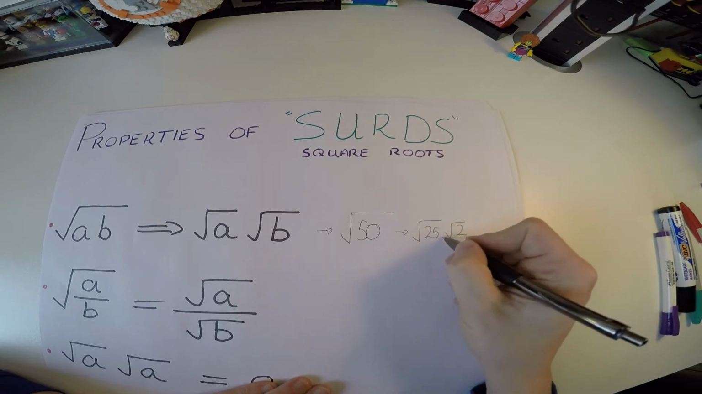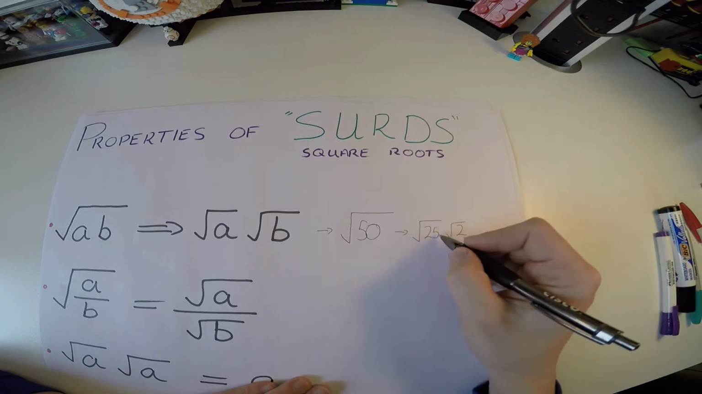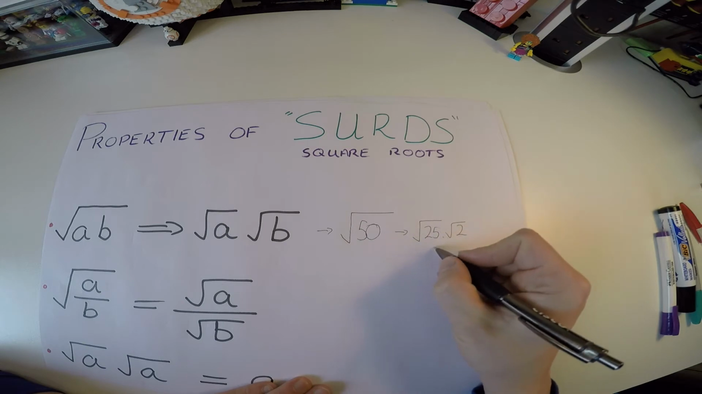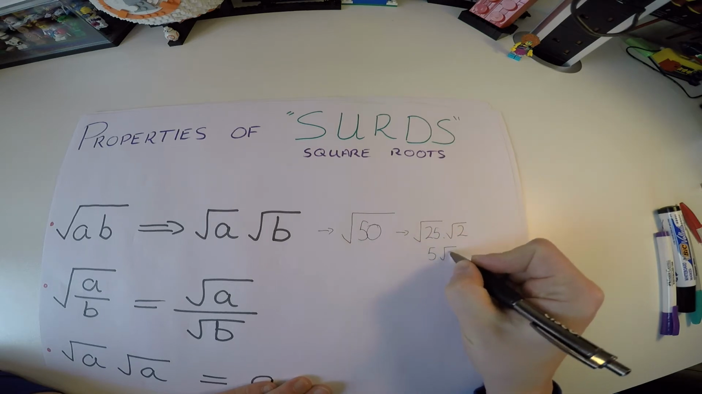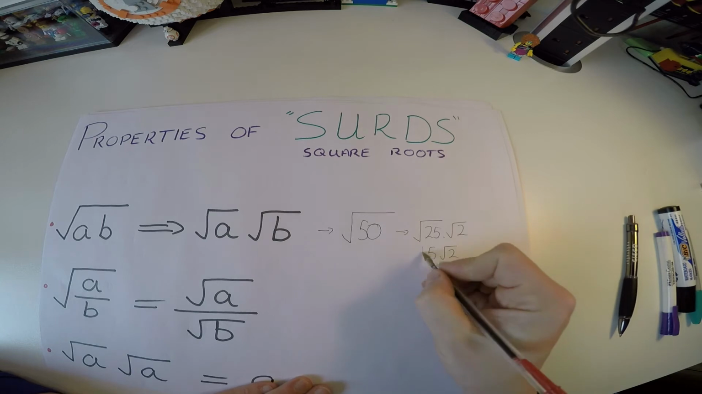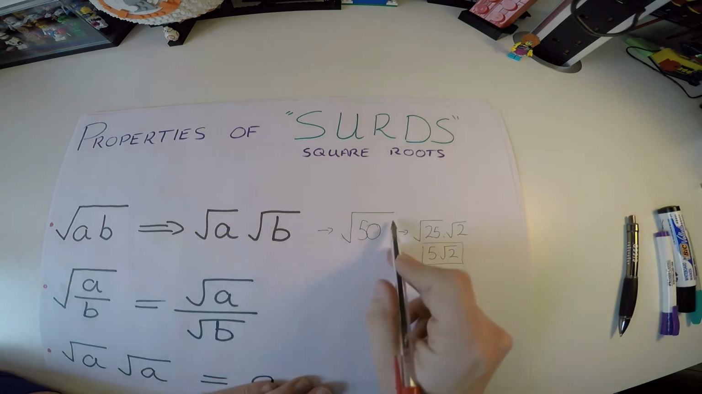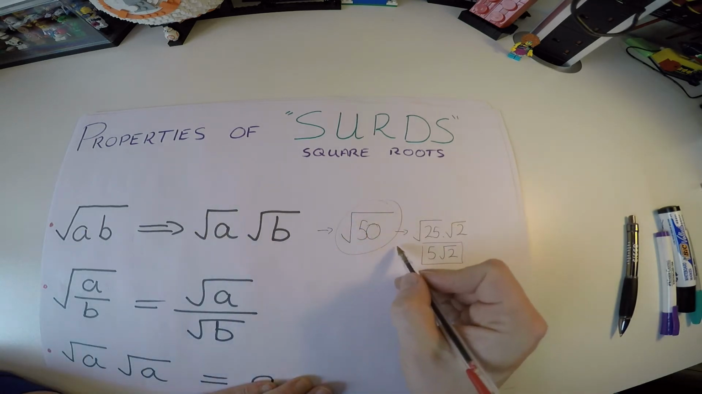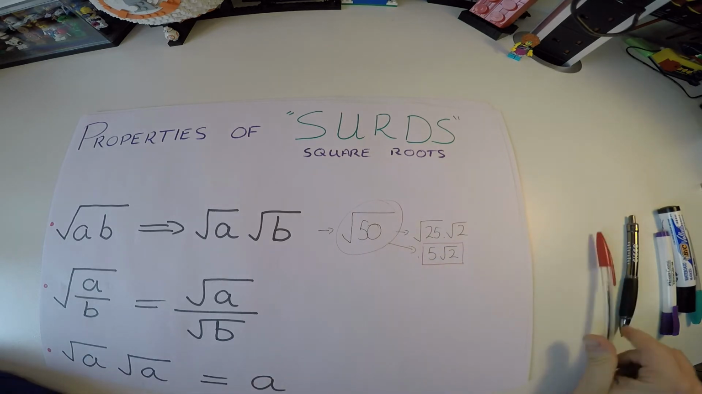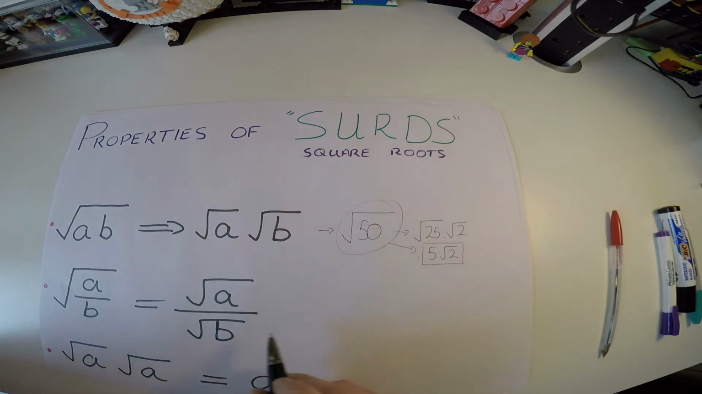Now if we look at these two square roots, we can see that the first one, root 25, is actually 5, and root 2 we can't actually do anything with. So actually, if you put square root of 50 into your calculator, it will give you 5 root 2, and that's how it does it. What about the next one?